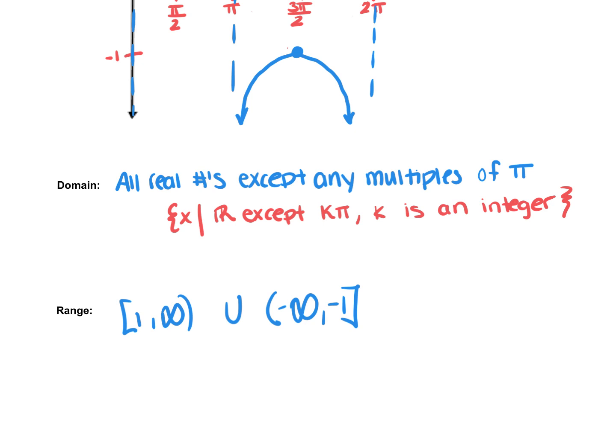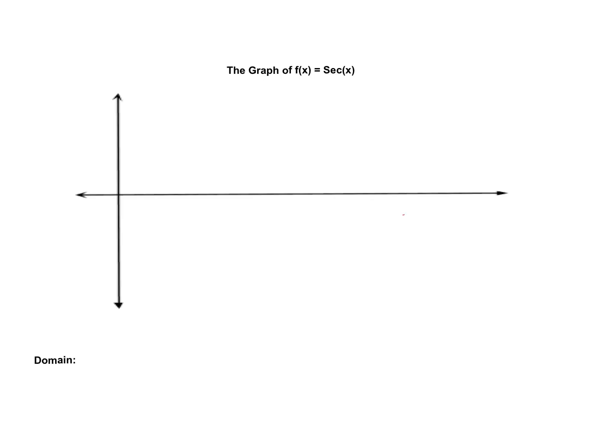All right, let's take a look at secant. So we know that secant is the reciprocal of cos. So secant is 1 over cos. So similarly, what we did before, we're going to graph cosine to help us.